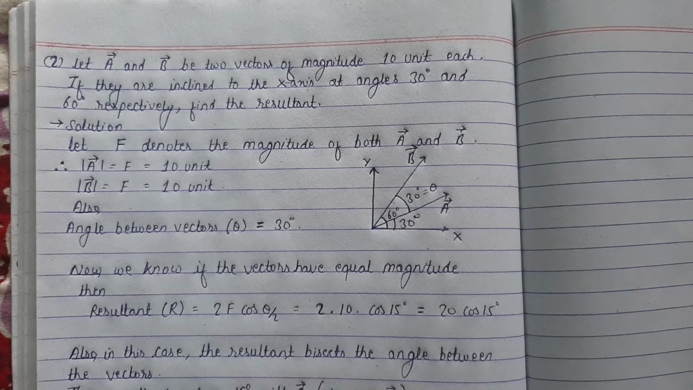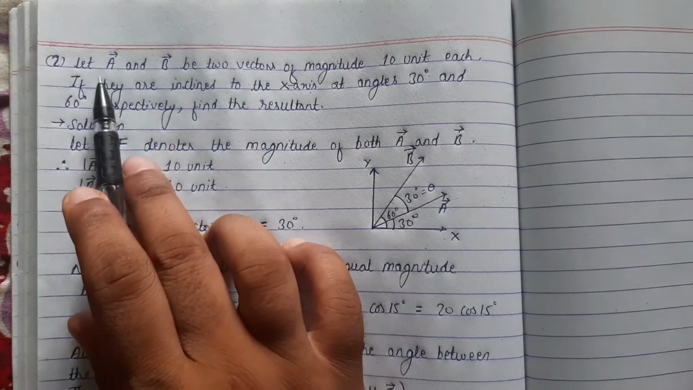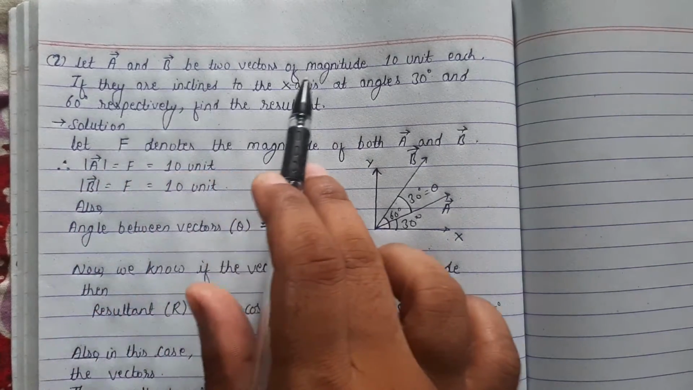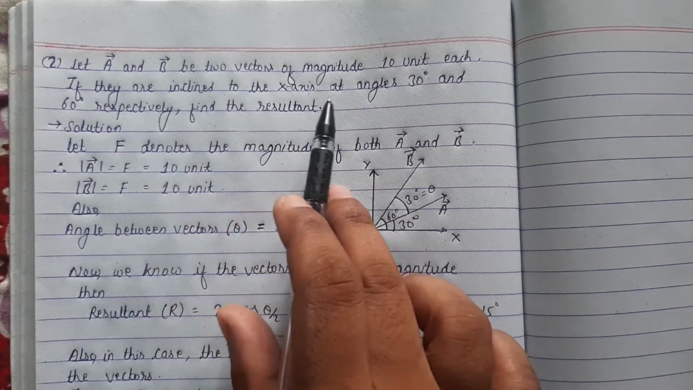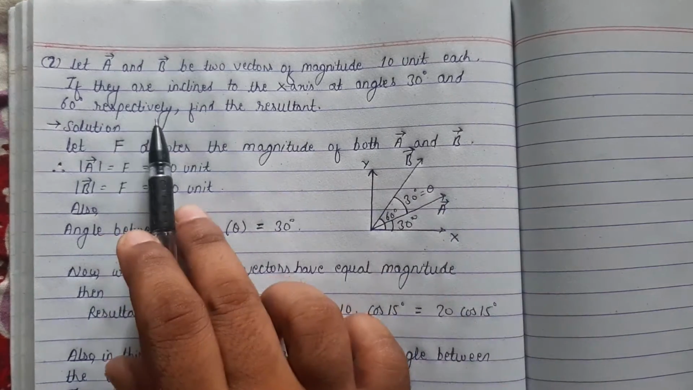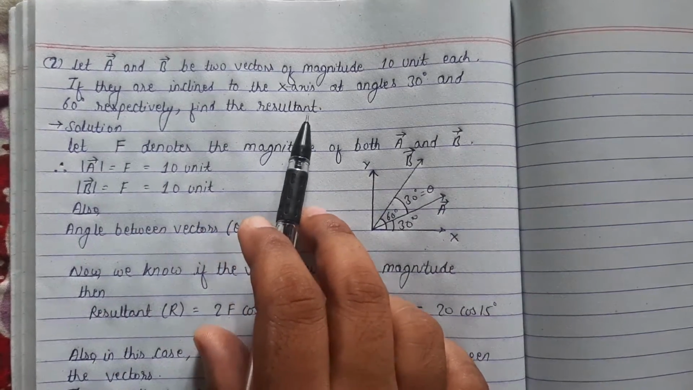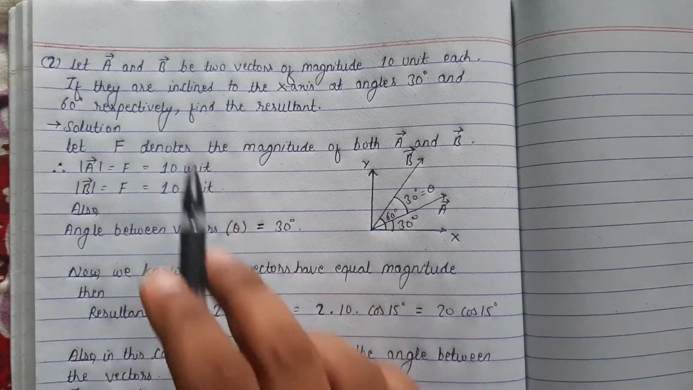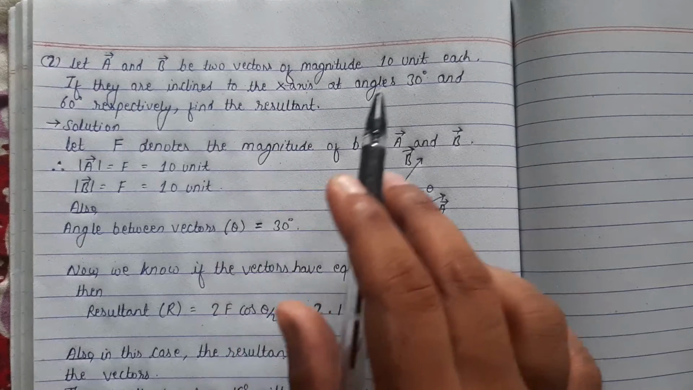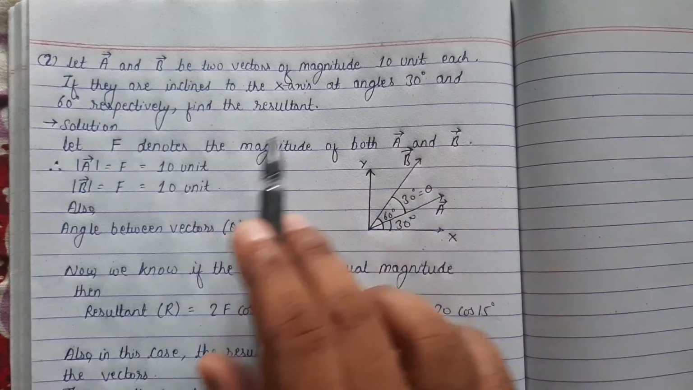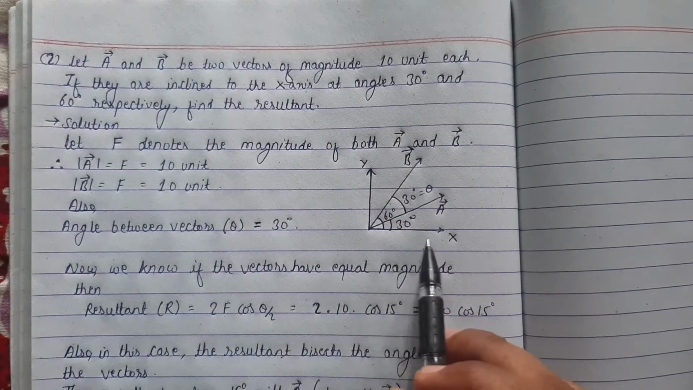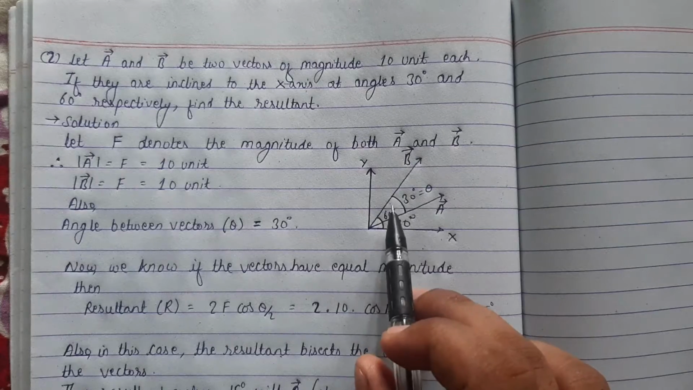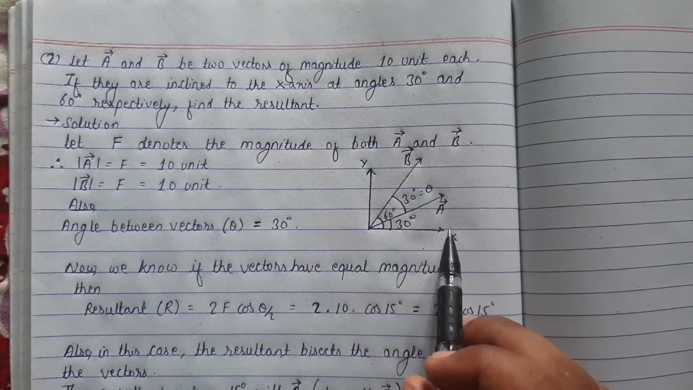SC Verma solution, chapter 2, Physics and Mathematics, question number 2. Let vector A and vector B be two vectors of magnitude 10 unit each. If they are inclined to the x-axis at angles 30 degree and 60 degree respectively, find the resultant. Here both vector A and vector B have equal magnitude, 10 unit, and suppose vector A makes 30 degree with the x-axis and vector B makes 60 degree with the x-axis.